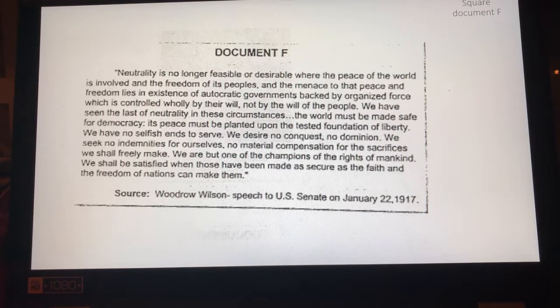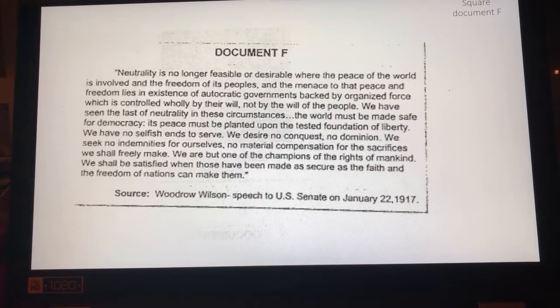Its peace must be planted upon the tested foundations of liberty. We have no selfish ends to serve. We desire no conquest, no dominion. We seek no indemnities for ourselves, no material compensation for the sacrifice we shall freely make. We are but one of the champions of the rights of mankind. We shall be satisfied when those have been made as secure as the faith and the freedom of its nations can make them."